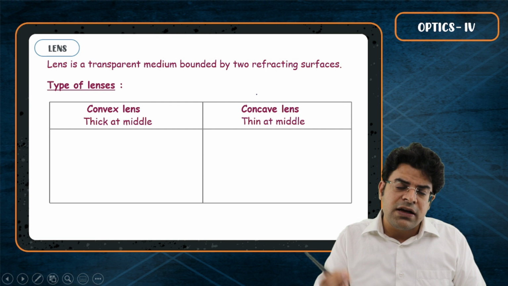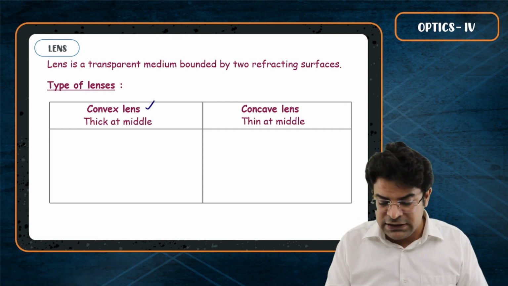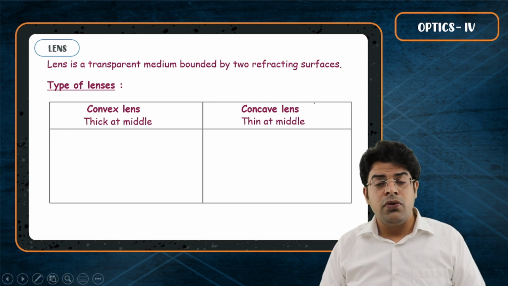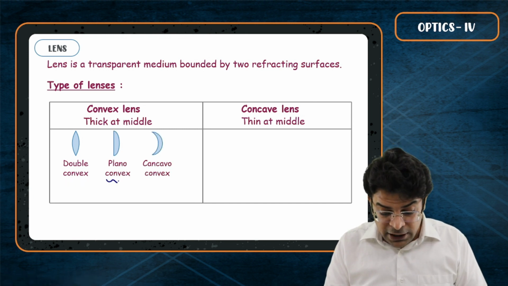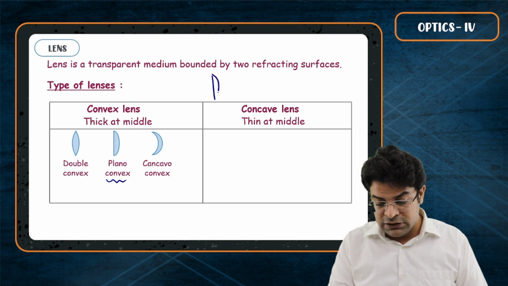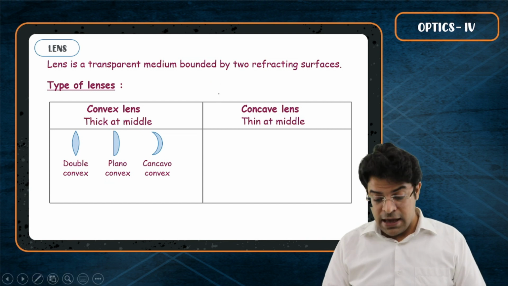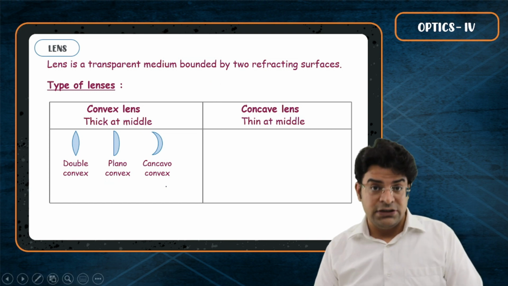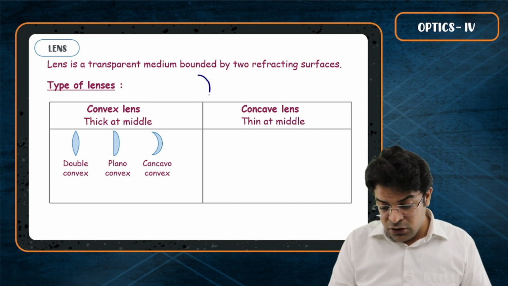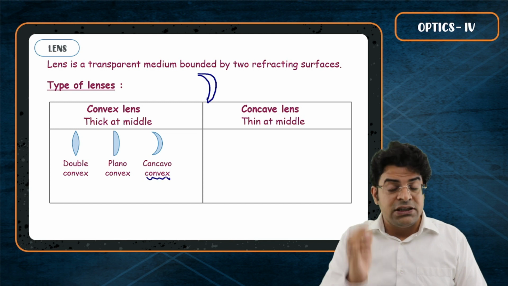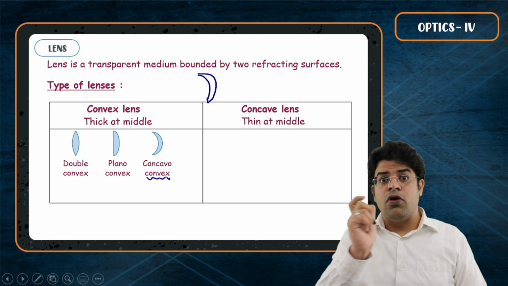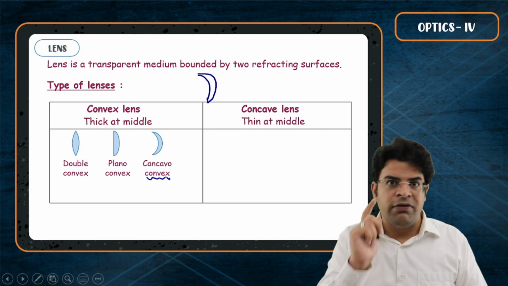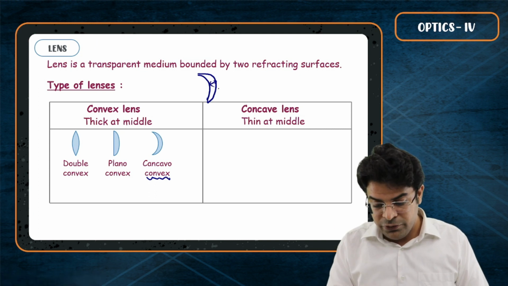Now there are further classifications of convex lenses and concave lenses. You can have a double convex lens. You can have a plano convex lens, where one side is plane and one side is convex. And you can have a concavo convex lens. So one side is concave, one side is convex, but the overall nature is convex. That's why convex is written at the end. Concavo convex lens, overall nature is convex. It is thick in the middle.